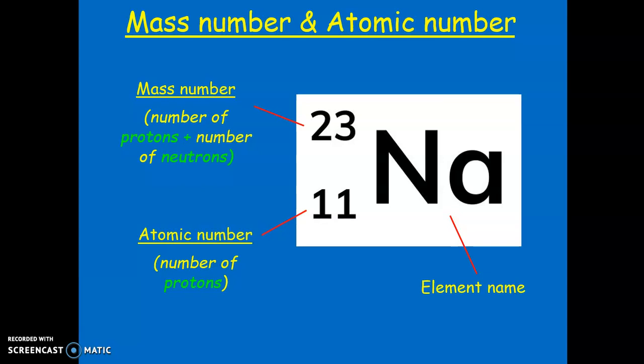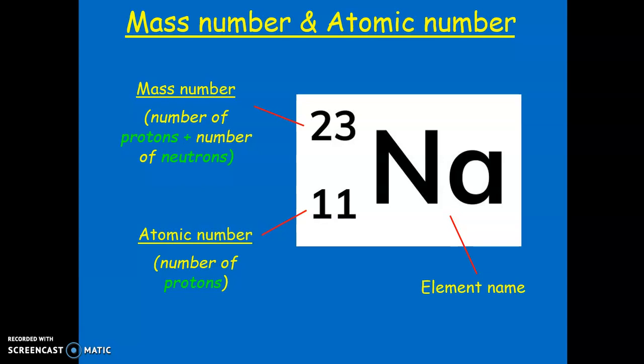So to work out the number of neutrons, what would you do? You should have said you take away the atomic number from the mass number to give you the number of neutrons. Because we know 23 is protons plus neutrons, 11 of those are protons, so the remainder must be neutrons. How many electrons do you think sodium has?